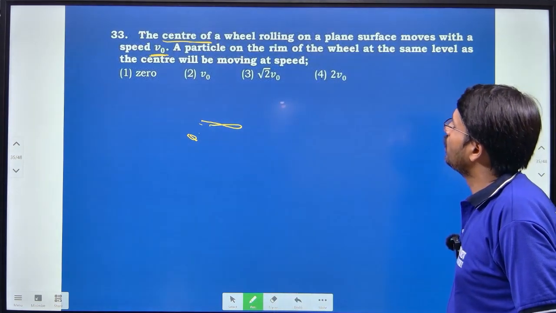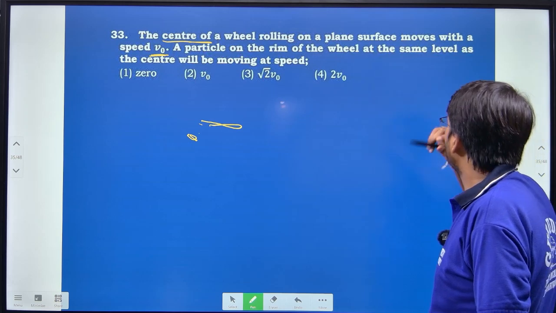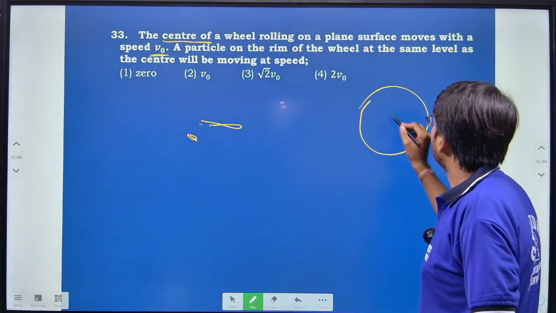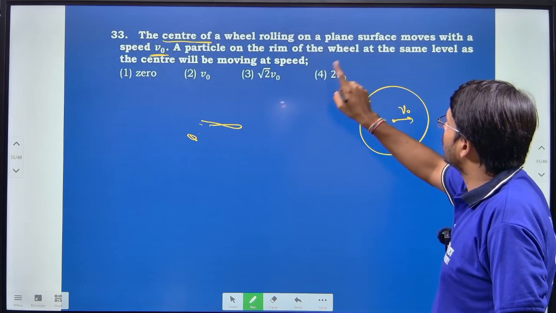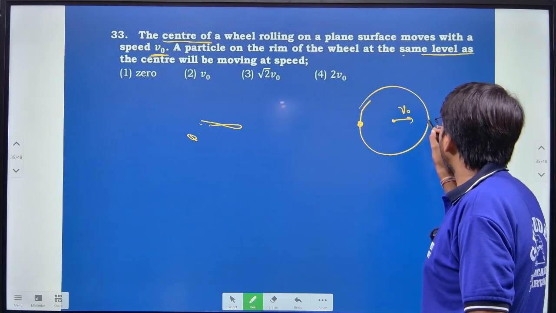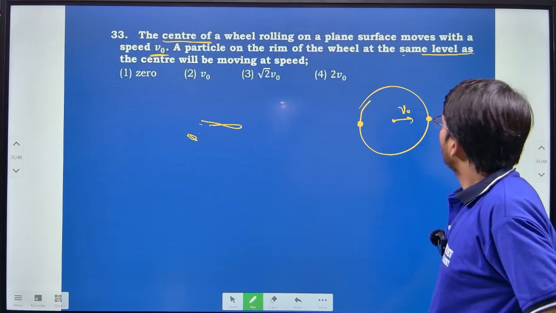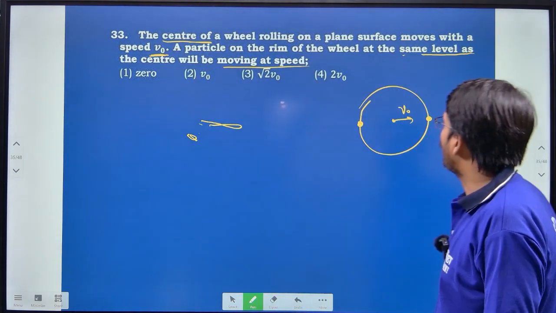Okay, then, particle on the rim of the wheel. I'll just draw this. The center has a velocity v naught. So for a particle on the rim of the wheel at the same level, that means maybe this one or maybe this one, at the same level as the center, at what speed will it move?